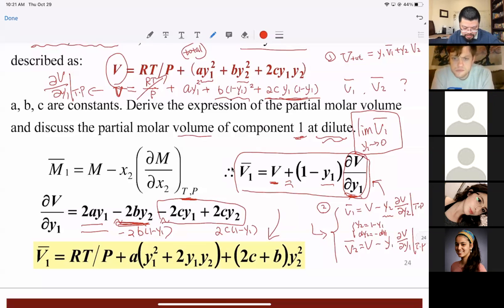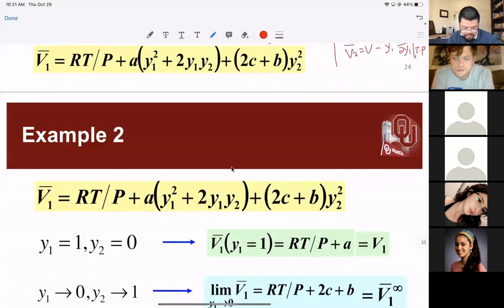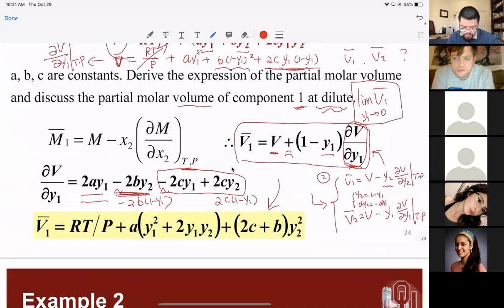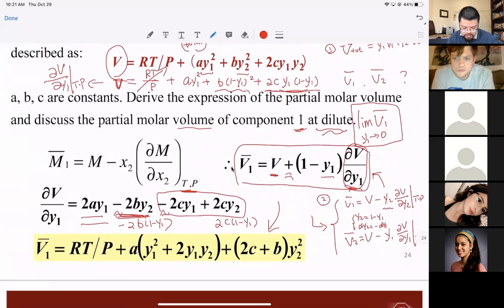Very similarly, you are going to calculate, for example, V2 partial. I don't think that is required. Yeah, I think the problem statement asks us to only calculate component 1.